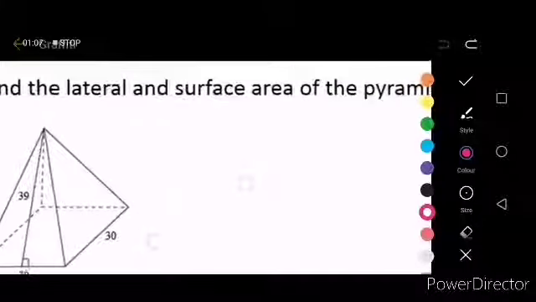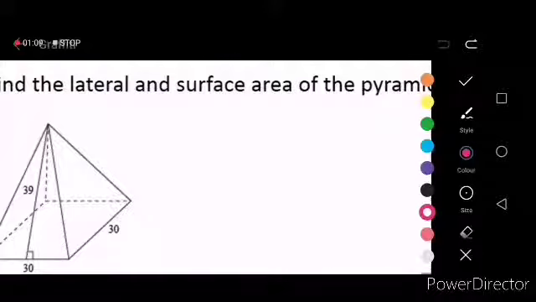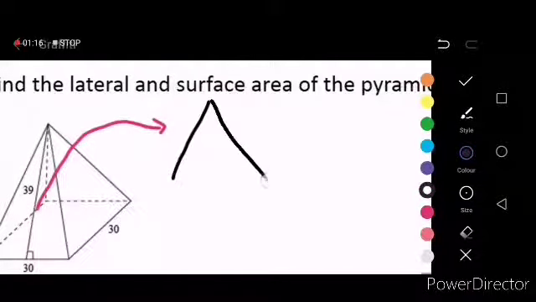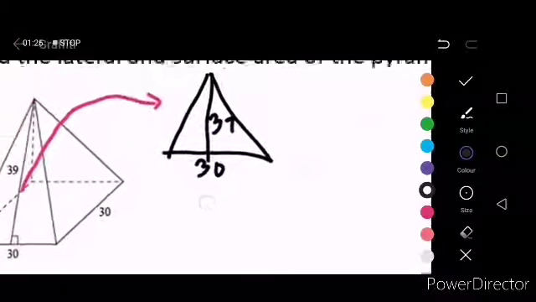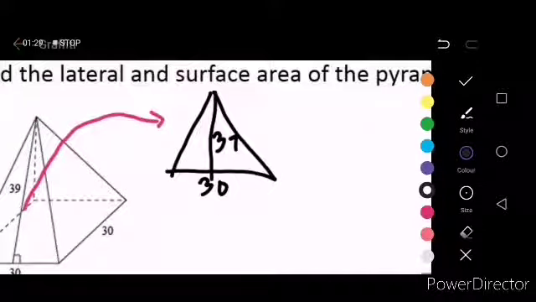Correct? So ngayon, i-redraw natin yung triangle. Ito yung ating 30, tas ito yung ating 39. And as you all know, we can always solve for the area of such triangle. If we know the base and height, we can use the formula 1/2 base times height, right? So ibig sabihin, the lateral area now is just what? Area of the triangle times 4.